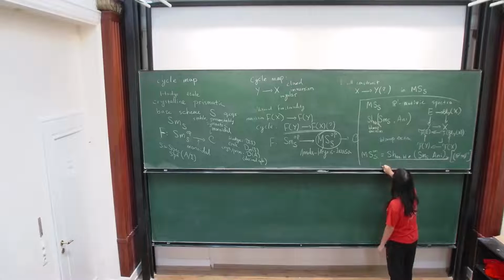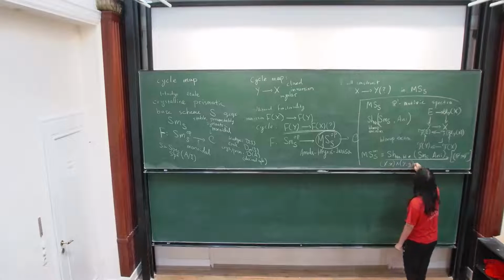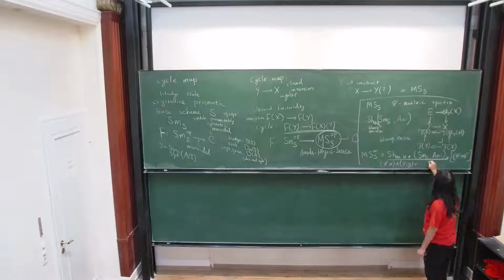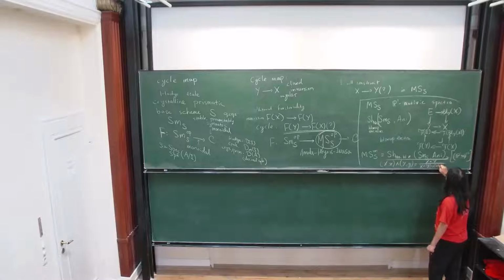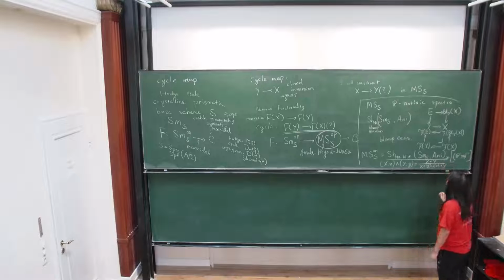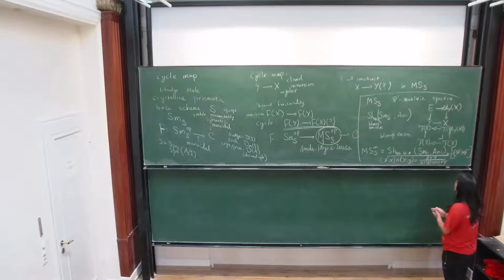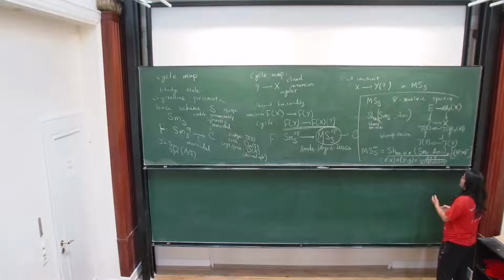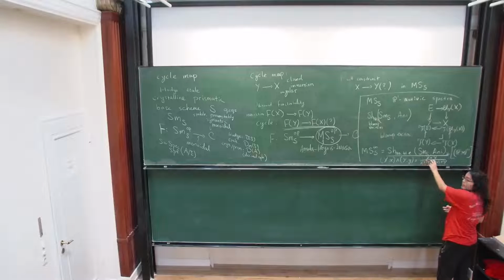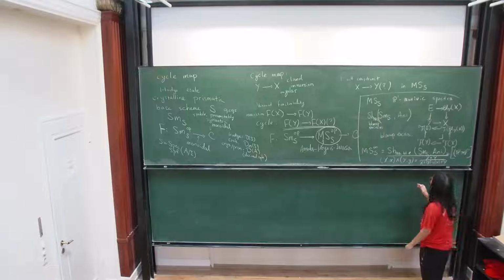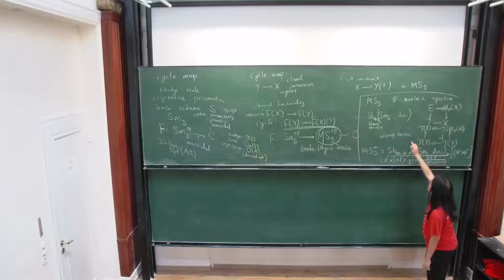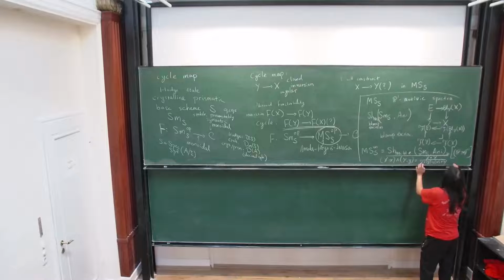So the symmetric monoidal structure will be like this: x times y, x times y union x times y, like this. So it's like algebraic topology, and in order to take this quotient, I have to work in the category of sheaves rather than the smooth schemes themselves.